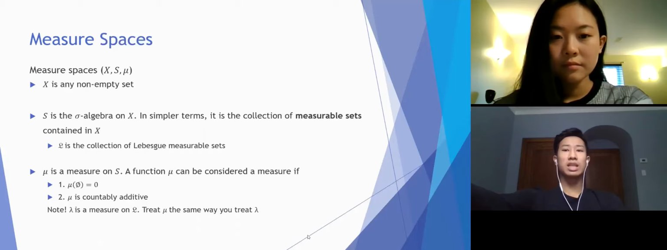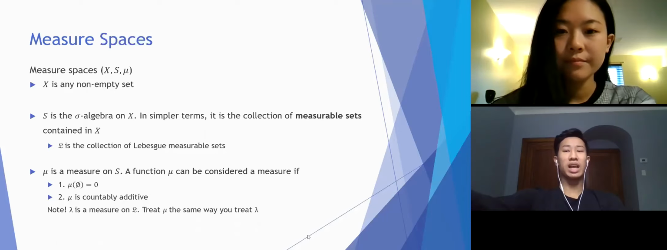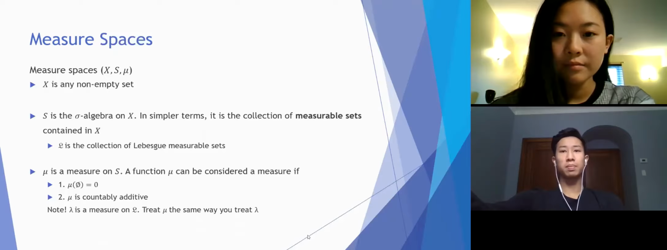Mu is always a function that satisfies these two properties. First, that the measure of an empty set is equal to 0, and second, that it is countably additive. Just a quick note, Lebesgue measure, noted as lambda, is an example of a measure.